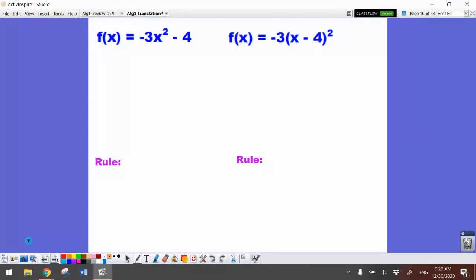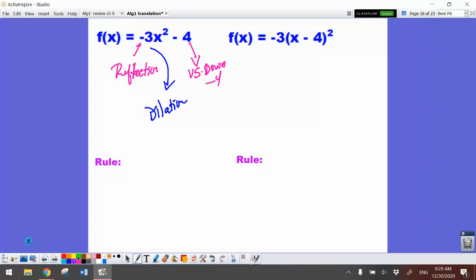Okay, now let's take a look at these two. So both of these have negative 3. So I know that the negative is going to be reflection. I know that this minus 4 is a vertical shift down of negative 4. Who remembers what the 3 does? Well, the 3 is a dilation.